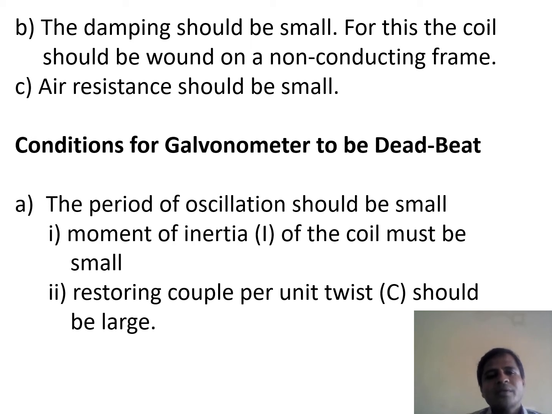Now we shall list a few conditions for galvanometer to be deadbeat. For a galvanometer to act as deadbeat, its time period of oscillation should be small. According to that expression, T is directly proportional to I, so if T should be small, then the moment of inertia of the coil should also be small. Secondly, T is inversely proportional to C, so if T should be small, then the restoring couple per unit twist C should be large.